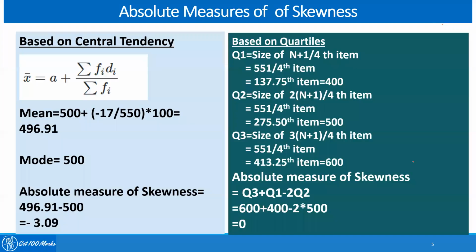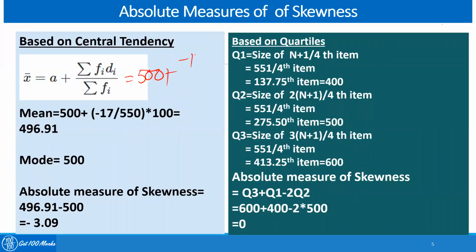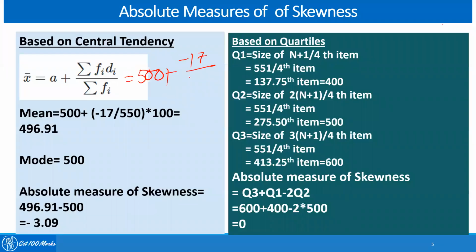So what will be our mean? Therefore, our mean formula is A plus summation fi di by summation fi. A is your assumed mean. In our case, we have taken the assumed mean as 500. Now, if you go back, summation fi di is equal to minus 17, divided by summation of fi. Summation of fi is coming as 550.